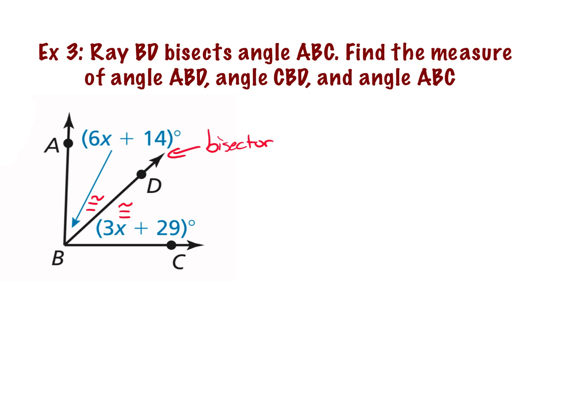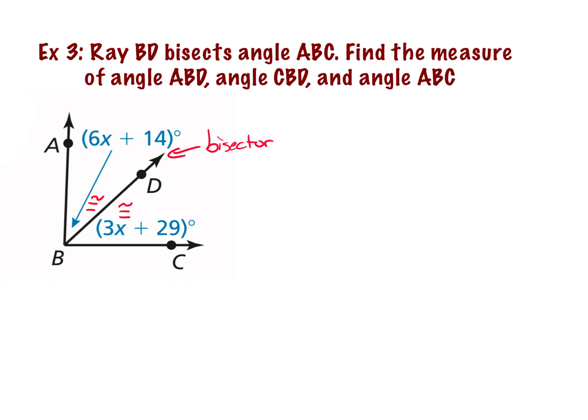No, and the ones we've been doing, take note, it says ray BD bisects angle ABC. They have to tell me it bisects. I can't assume it does. All right? Don't assume anything. You got to be able to mathematically prove it, or they got to tell you. Then it says find the measure of angle ABD, CBD, and ABC. So we have 3 answers on this one.